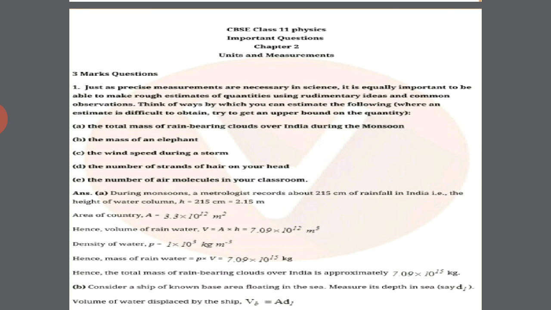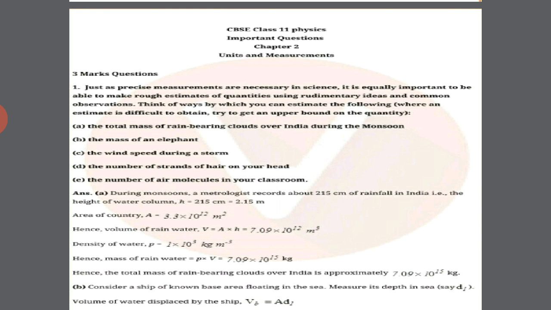It is 7.09 into 10 to the power 12 meter cube. Density of water is 1 into 10 to the power 3 kilogram meter minus cube. Hence, the mass of rainwater will be equal to rho into V, that is 7.09 into 10 to the power 15 kilogram. Hence, the total mass of the rain bearing cloud over India is approximately 7.09 into 10 to the power 15 kilogram. Part B, the wind speed during a storm.